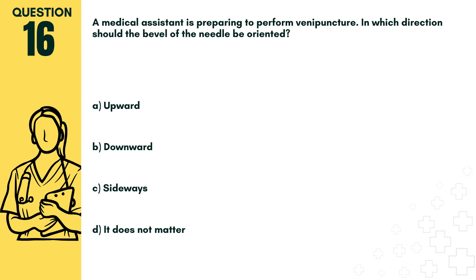Question 16. A medical assistant is preparing to perform venipuncture. In which direction should the bevel of the needle be oriented? A. Upward. B. Downward. C. Sideways. D. It does not matter.